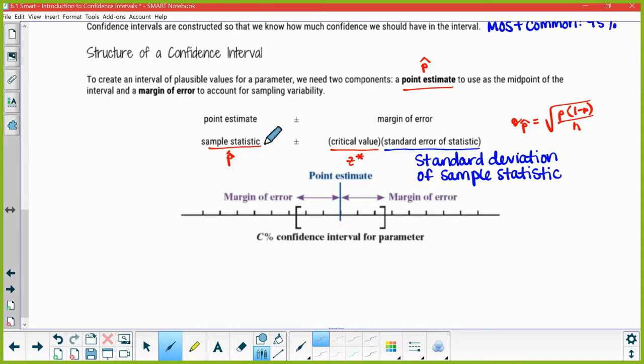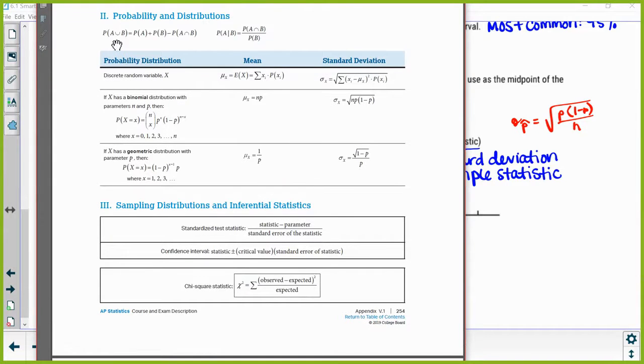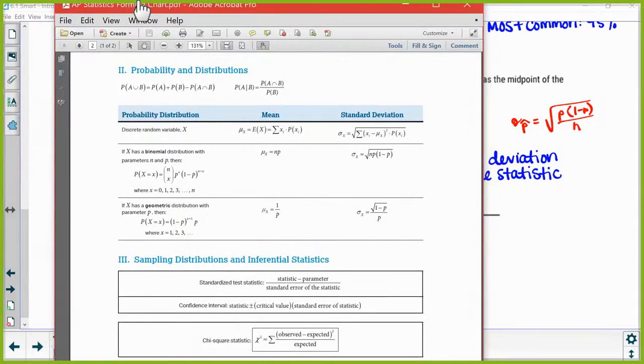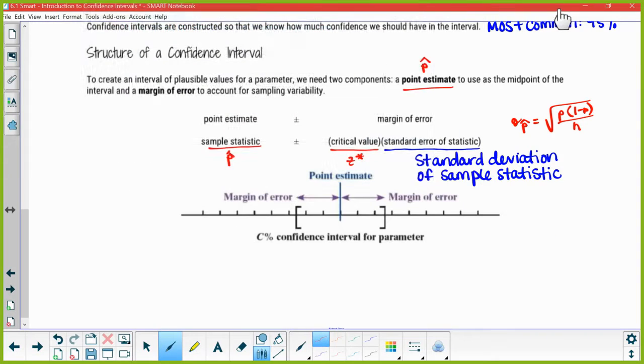Now, I gave you this second line of the structure because in your formula chart, which I'm going to pull down really quickly, on the AP exam, they do provide you with the structure of a confidence interval. So statistic plus or minus critical value times standard error of statistic. They give you the general form just because it can be applied to both proportions and to means. You just have to know what you're plugging in, what your problem is asking. And what's nice for us so early on in the year is we know we're only dealing with proportions.